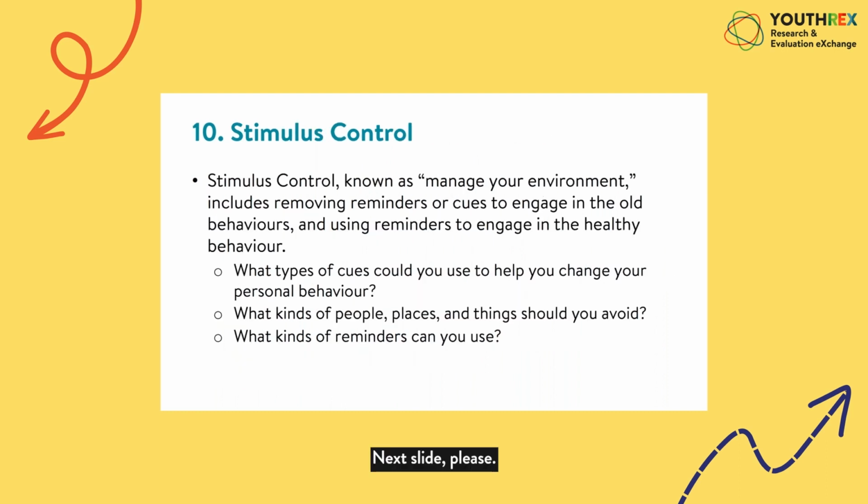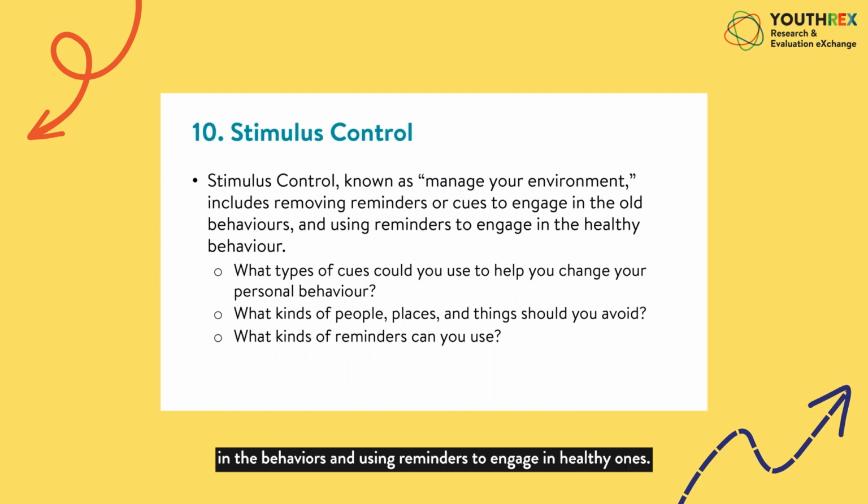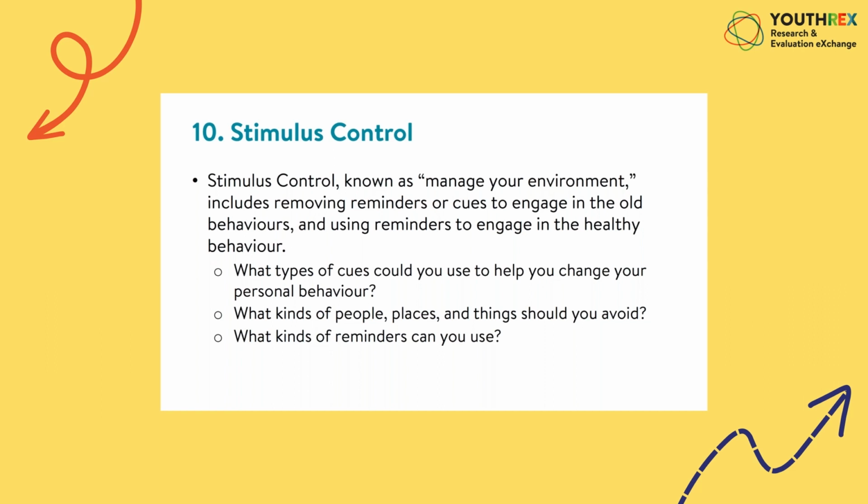Next slide, please. So lastly, stimulus control, which is known as manage your environment, includes removing reminders or cues to engage in the old behaviors and using reminders to engage in healthy ones. So considerations should be given to what types of cues could be used to help change the behavioral process. Also, what kinds of people, places, and things they should avoid, and what kinds of reminders they can use.